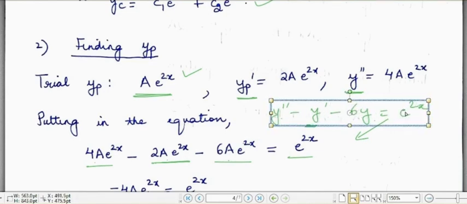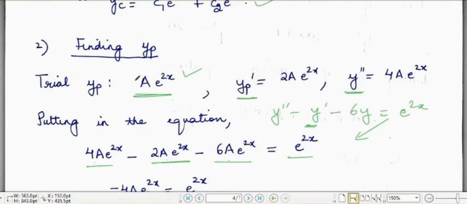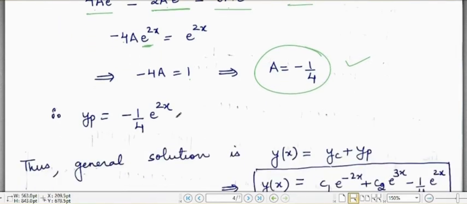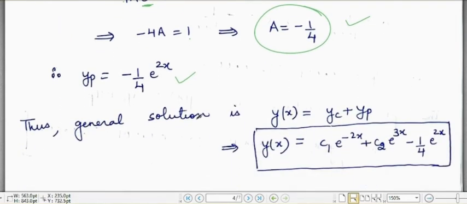You do not have to guess the trial yp here. You just have to put it in undetermined coefficients form, and the calculations will automatically land you into the correct choice of a. And the correct choice of a is minus 1 by 4 in this case. So your yp is obtained through the method of undetermined coefficients. The undetermined coefficient a takes the value minus 1 by 4, and the simple table is very much working here.